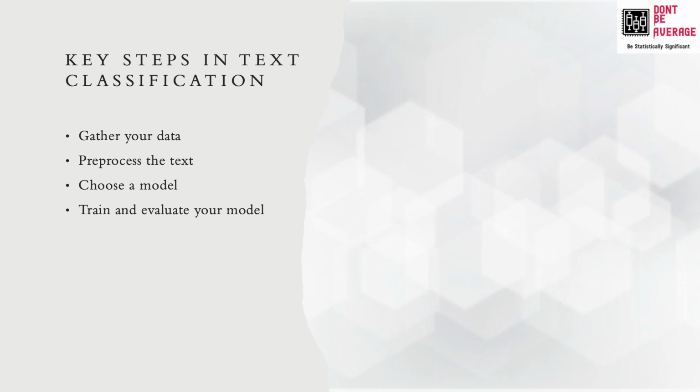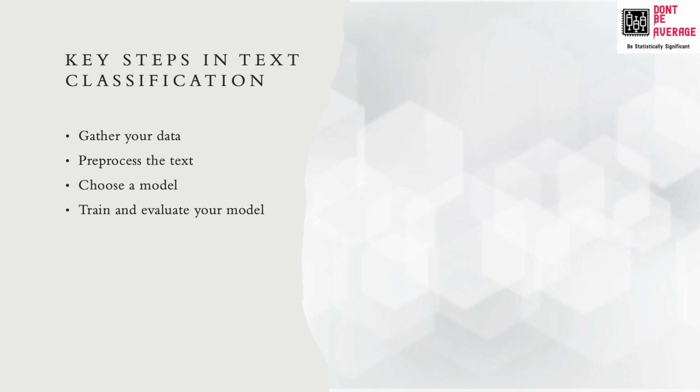Then step two is you have to pre-process the text, because text data as it is cannot be fed into a mathematical model. So you have to pre-process it and clean it. You have to remove the unnecessary stuff from it. There could be stop words, and special characters which are not required and which can also introduce error into the model. Then step three is you have to choose a model.